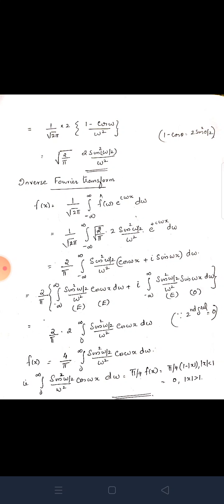We have given 1 minus mod x for mod x less than 1 and equal to 0 for mod x greater than 1. And the last question is f of x: find the Fourier transform of e raised to minus x square. So here also f cap omega equals 1 by root of 2 pi integral 0 to infinity e raised to minus x square into e raised to minus i omega x dx.